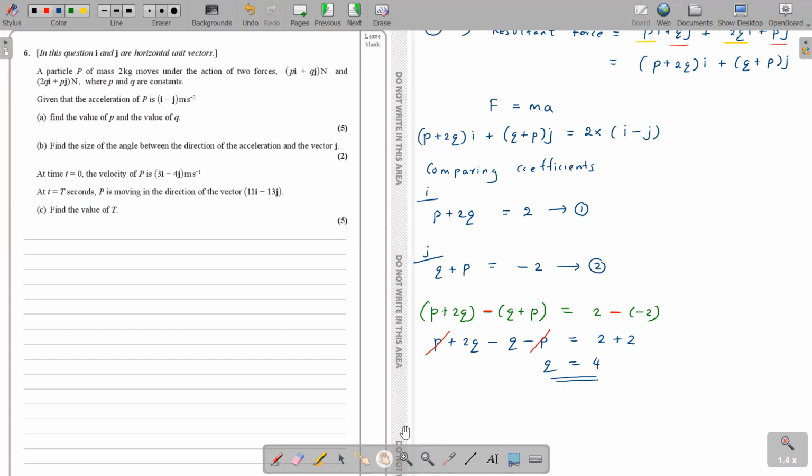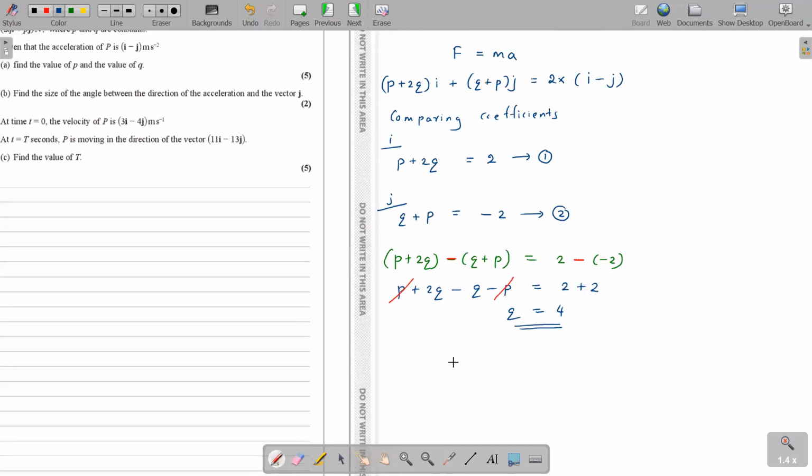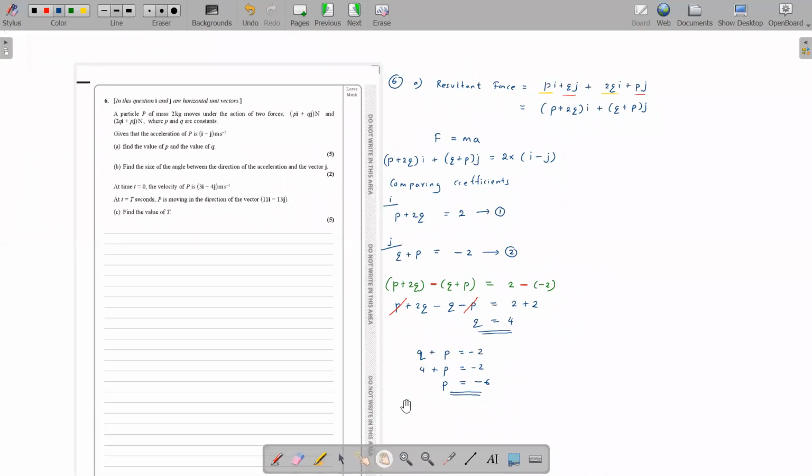Then put the Q value into either of your two equations and get P. I'll use Q + P = −2. Q is 4, so 4 + P = −2, which gives P = −2 − 4, so P equals −6. So these are my P and Q values, basically the answer for part A. Is that okay?